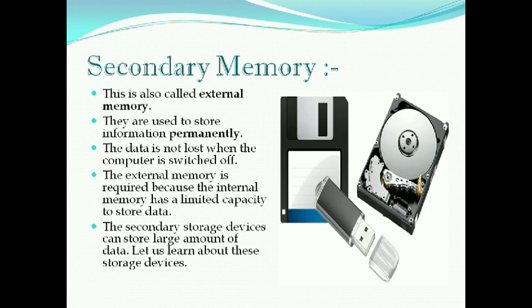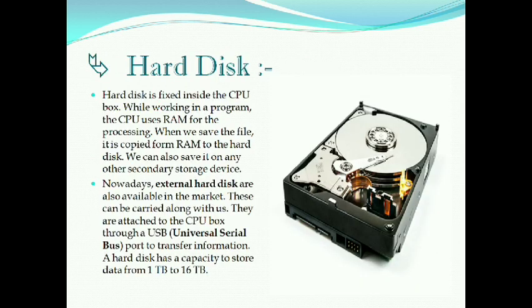In this picture also we see floppy, hard disk and pen drive. So let's listen about hard disk. Hard disk is fixed inside the CPU box. While working in a program, the CPU uses RAM for the processing. When we save the file, it is copied from RAM to the hard disk. We can also save it on any other secondary storage devices.